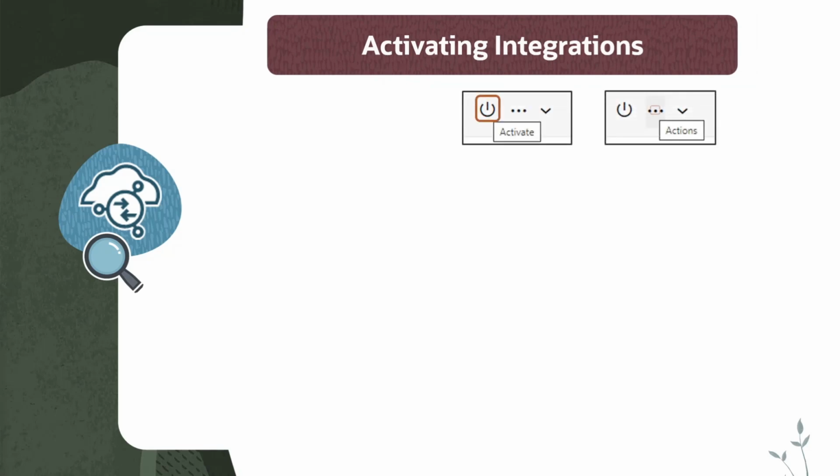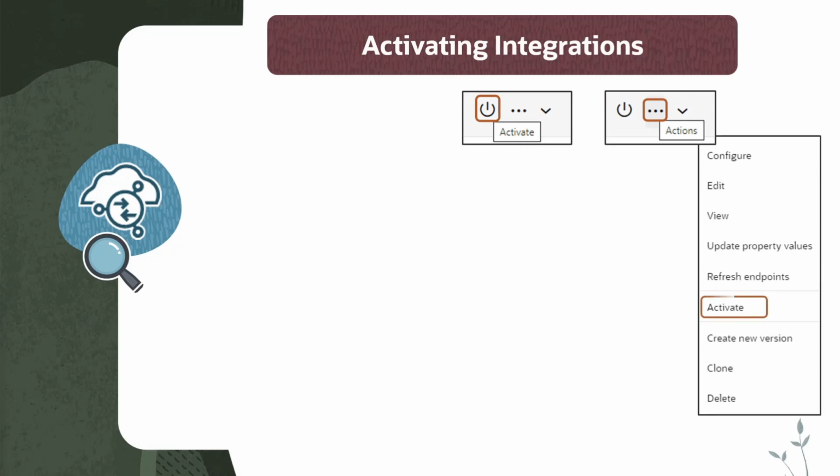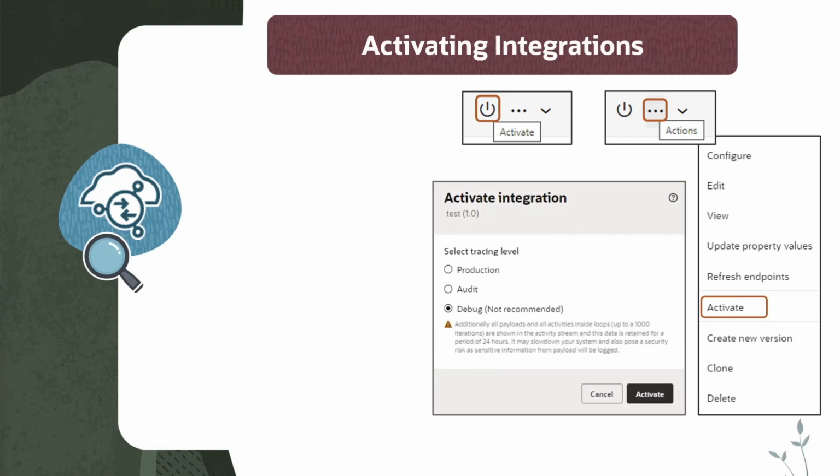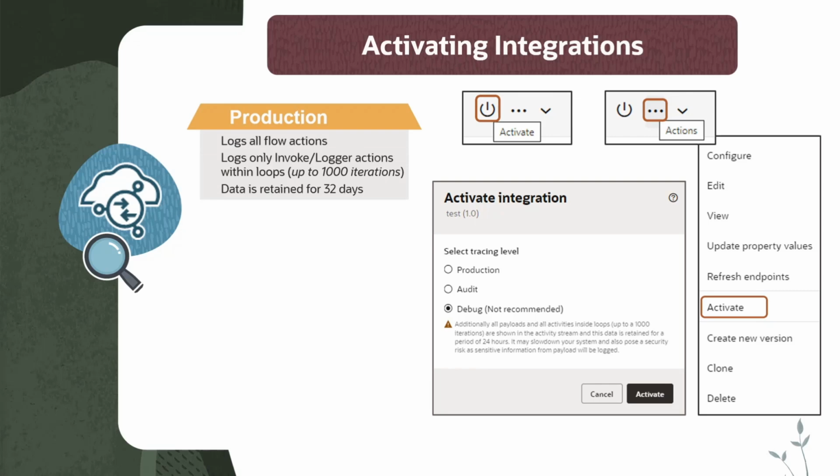After integration design is complete, you can activate it and set the tracing level for your integration. You can click the Activate icon or select Activate in the Integrations Actions menu. You'll then choose one of 3 tracing level options. The production level is recommended because you get the best performance. It logs all actions on the main flow to the activity stream, as well as invoke and logger actions executed within loops of up to 1,000 iterations, and that data remains persisted in the OIC instance database for 32 days.